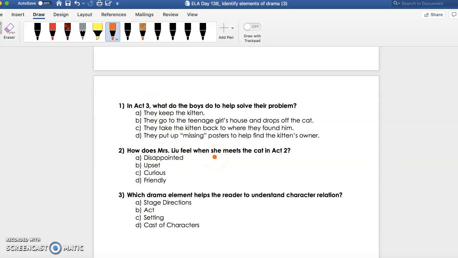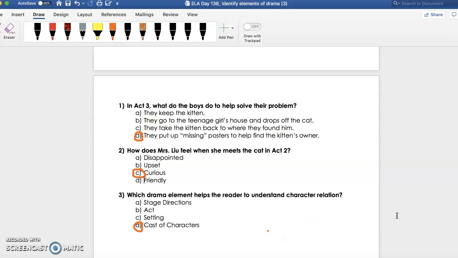In Act 3, what do the boys do to help solve their problem? They put up missing posters to help find the kitten's owner. So if you chose that, you were right. How does Mrs. Lee feel when she meets the cat in Act 2? She is very curious because she's trying to figure out where this cat came from. Okay? And then finally, which drama element helps the reader to understand character relations? We know that that is the cast of characters because it tells us their relationship. So guys, please make sure that you did not just copy the answers, but that you actually read through the poem and you answered these questions before I gave you the answers.